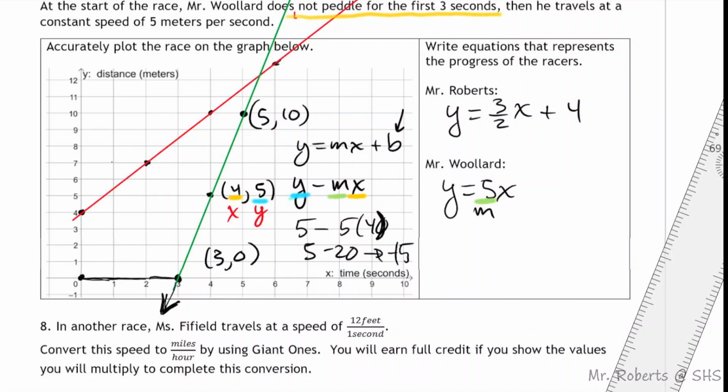Now, I could have picked any one of those points: the 3, 0, the 4, 5, the 5, 10. But what I know is this: his y-intercept had to be negative 15. And then this equation now satisfies everything. So if I put, for example, 3 seconds into that, you can see that my distance from the starting line is 0, because I'm still at the starting line when I start. And if I put in 4 seconds, you can see that it would give me 5. And if I put in 5 seconds, you could see it would give me 10. So that's both equations, and that is both of the graphs of the lines.